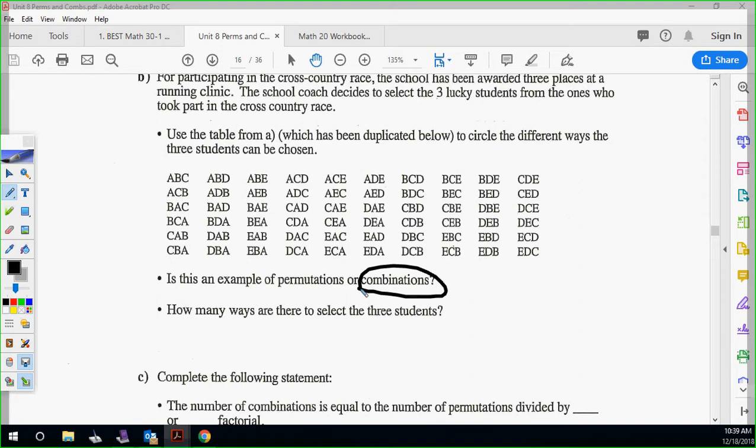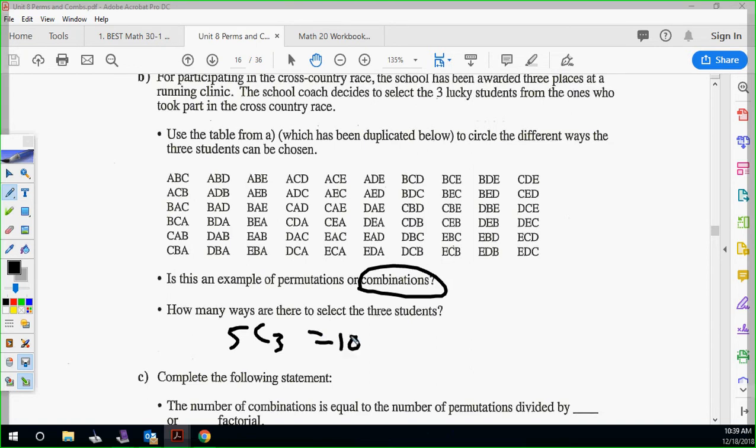How many ways are there to select 3 students? So what you would do here is, how many people do we have total? 5 again? Okay, so then it'd be 5C3, which is 10, correct.